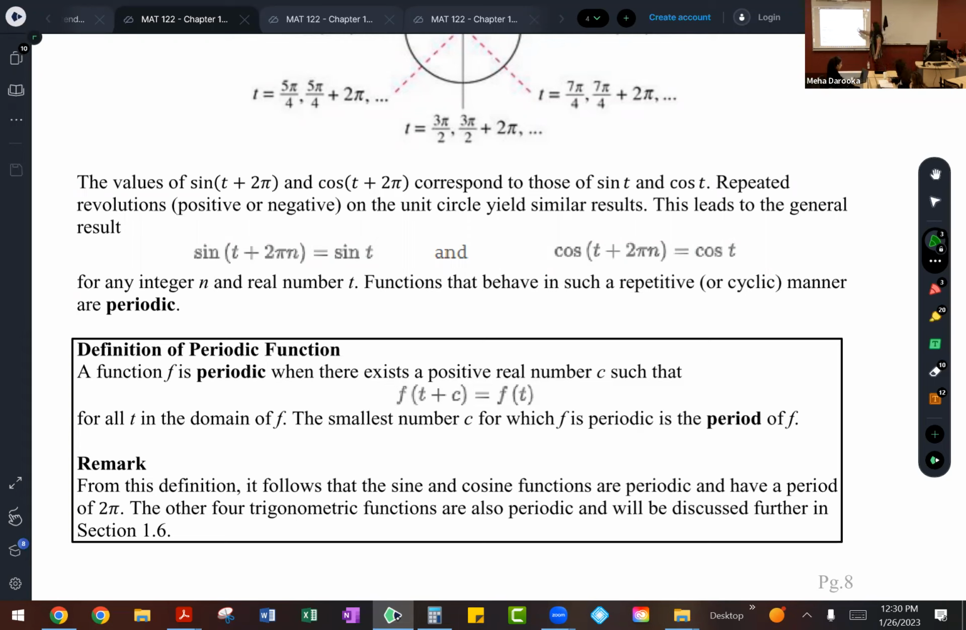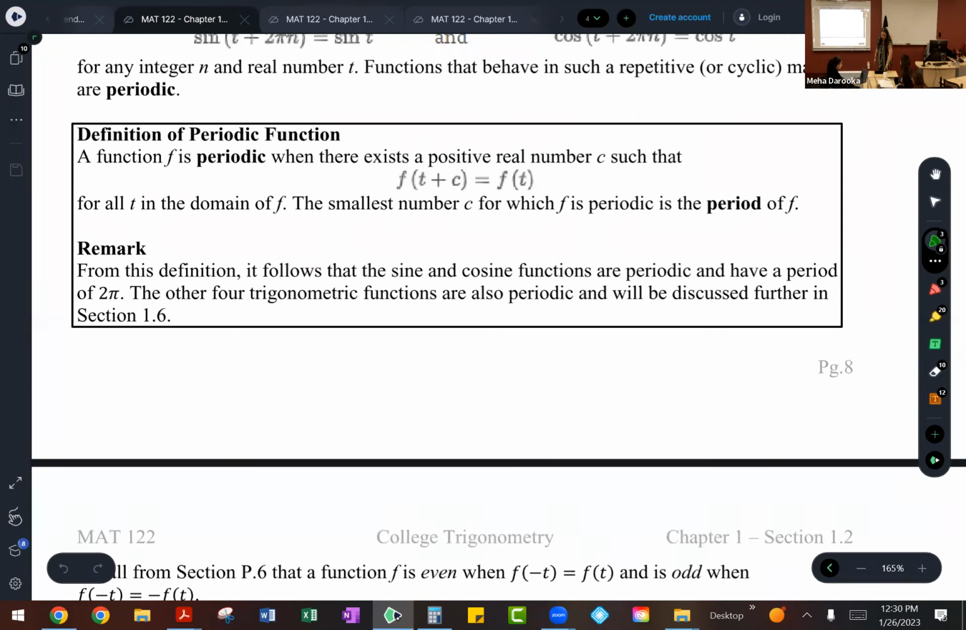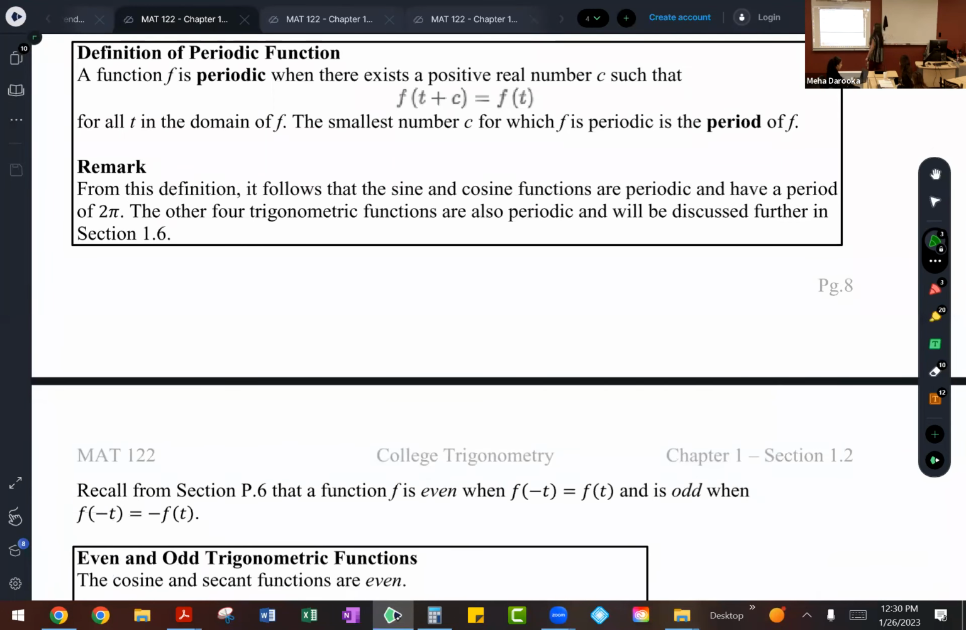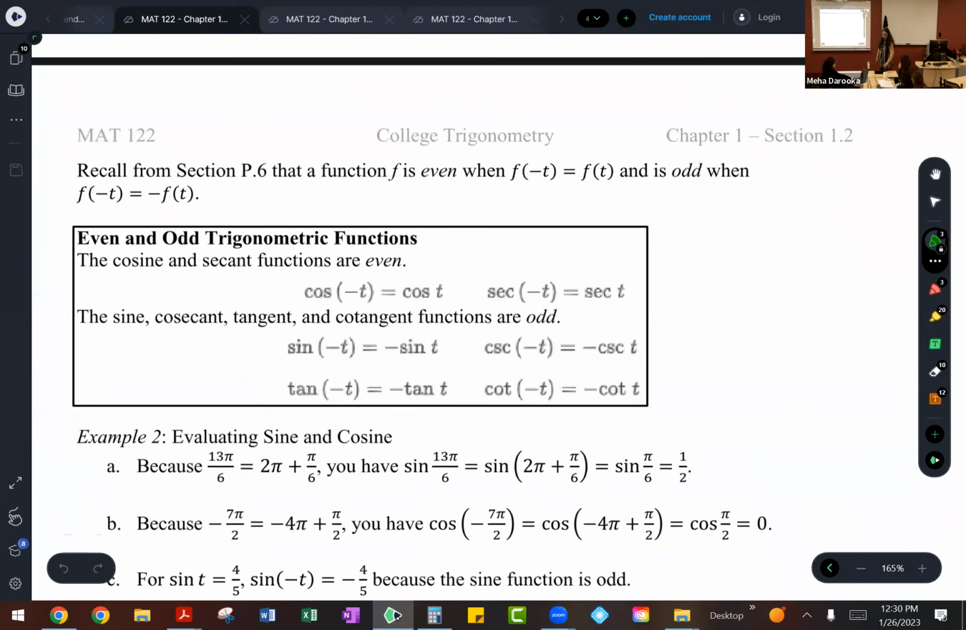And you can kind of see some of the other terminologies we are saying. We're basically saying functions that behave in that repetitive or cyclic manner are what we would consider as being periodic. So we're basically saying sine and cosine functions are periodic and they have a period of 2 pi. Your other trigonometric functions are also periodic, but their periods are going to be different because each function will behave a little bit differently. Something else you should recall from your college algebra is when functions are odd and even.